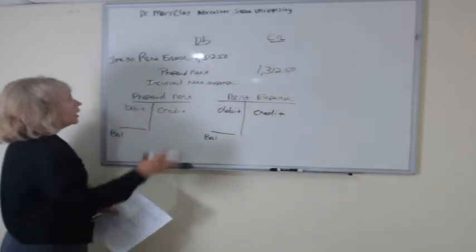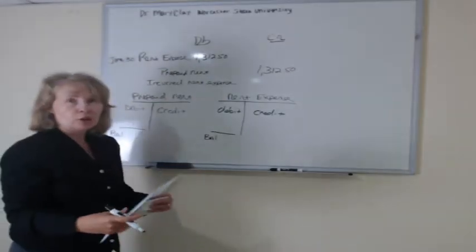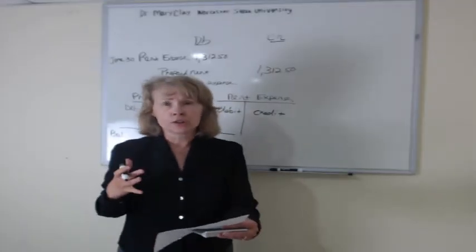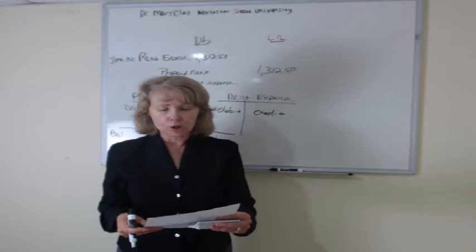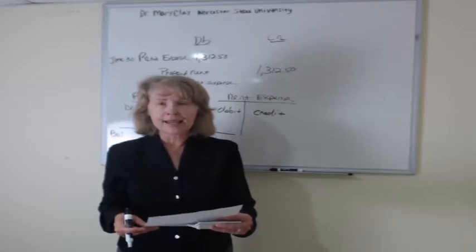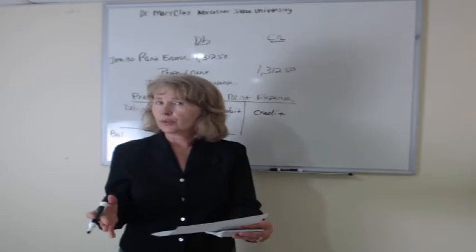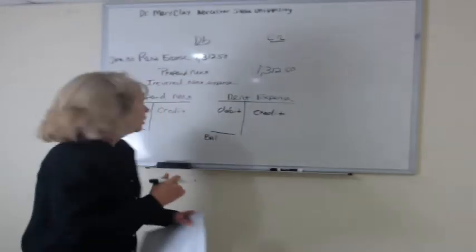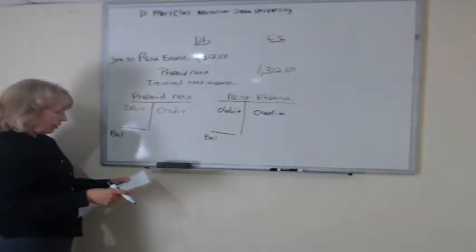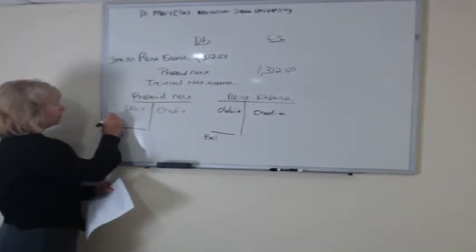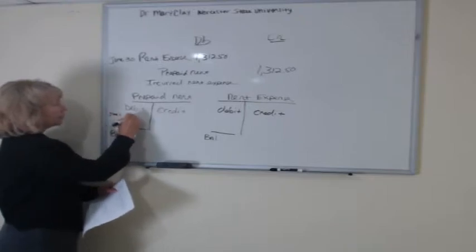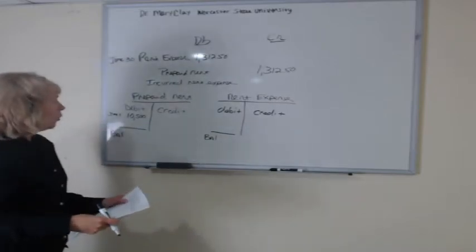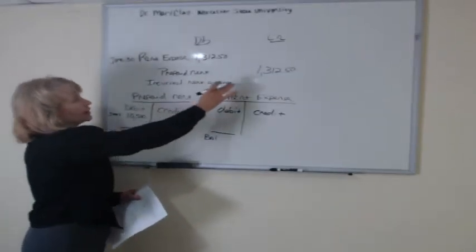Okay, so now we're going to post the first entries. On June 1st, we have to post that entry. June 1st, they prepaid $10,500. I went through that entry. One more time, they would have debited prepaid rent, credited cash. So I put over here, June 1st is the date, $10,500.